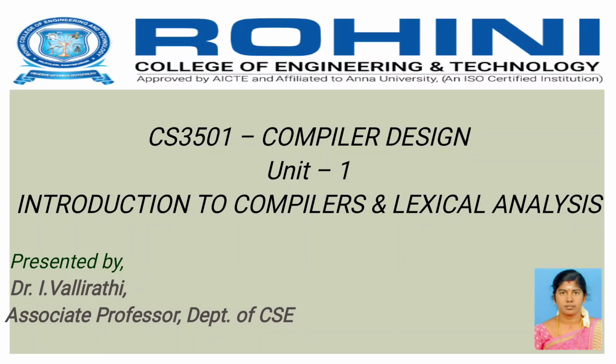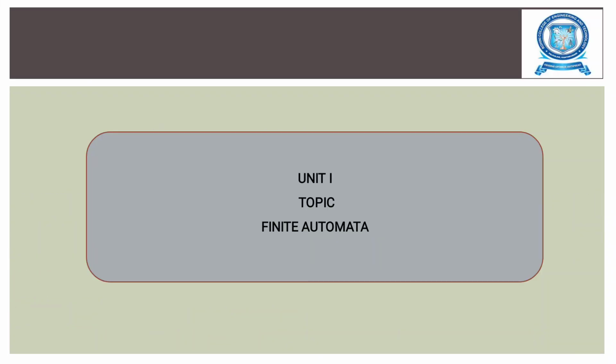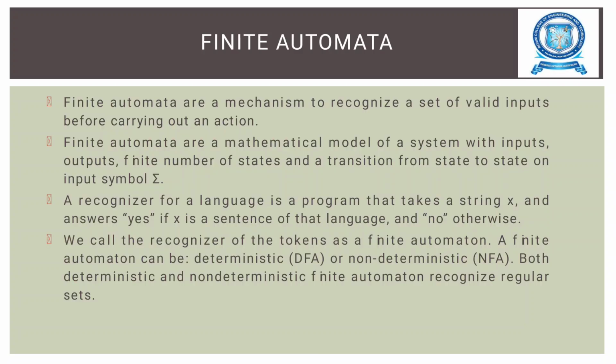In this presentation we are going to discuss finite automata in the first unit. Finite automata are mechanisms to recognize a set of valid input before carrying out an action. Finite automata are a mathematical model of a system with input, output, a finite number of states, and transitions from one state to another state on an input symbol sigma. So it gives the transitions from one state to another state.